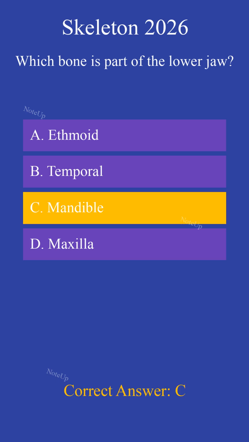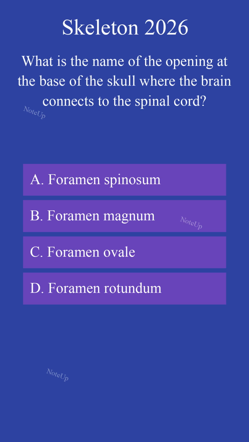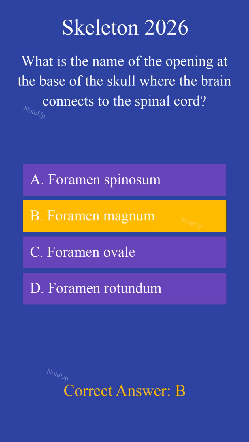The correct answer is C. Mandible. What is the name of the opening at the base of the skull where the brain connects to the spinal cord? The correct answer is B. Foramen magnum.